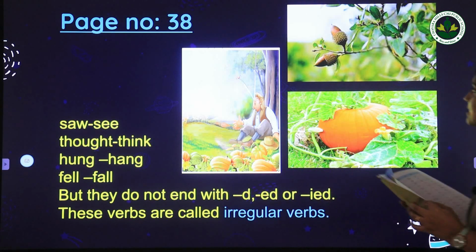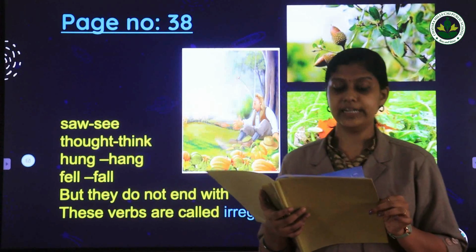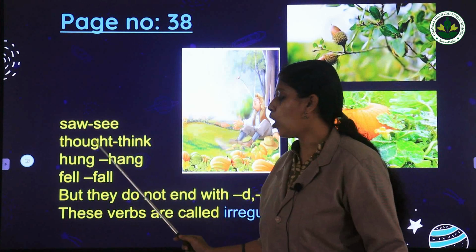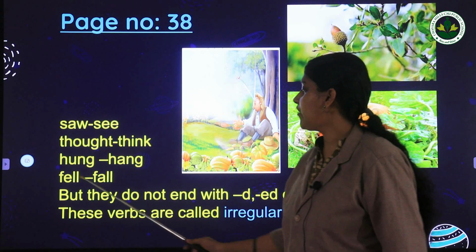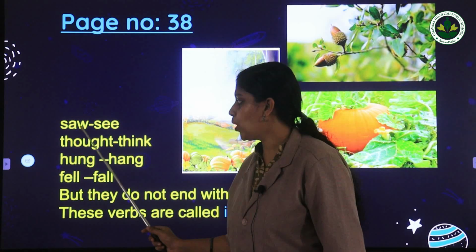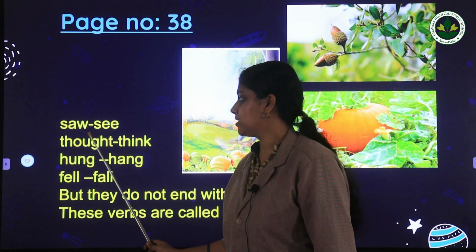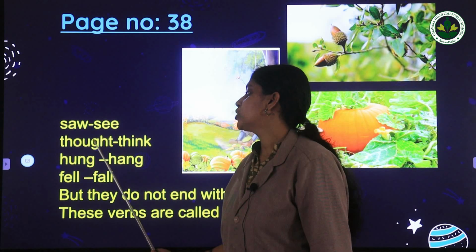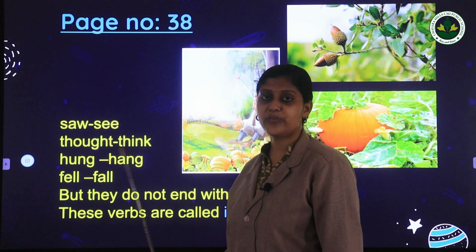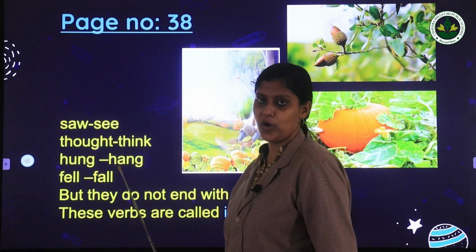Okay, so this is a passage, and here you can see some words in red color, and these are the words saw, thought, hung, fell. The first word saw is the past form of the verb see. Then thought is the past form of the verb think. Hung is the past form of the verb hang. Next, fell is the past form of the verb fall.